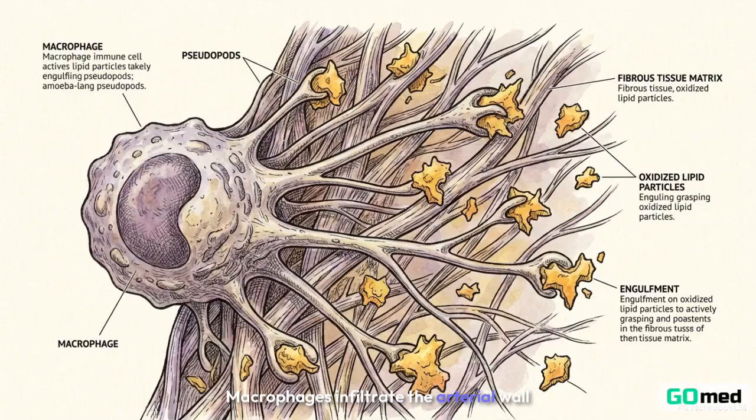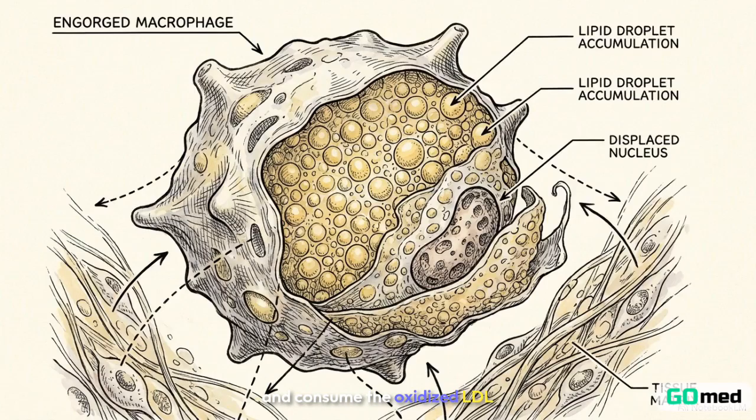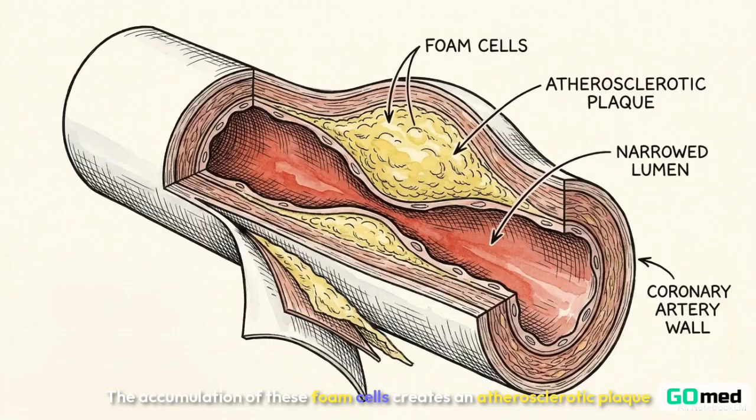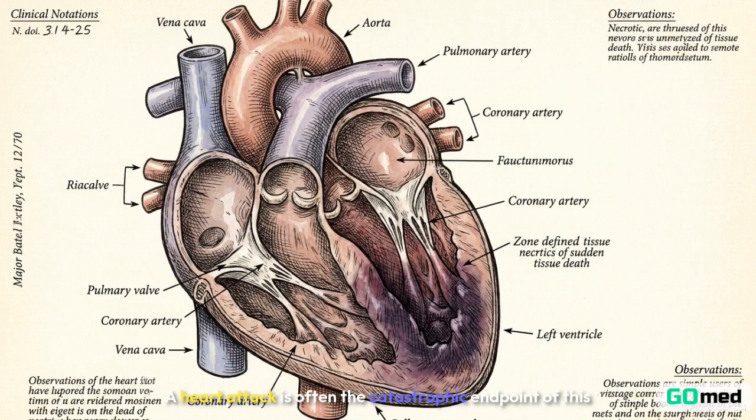Macrophages infiltrate the arterial wall and consume the oxidized LDL until they are engorged, transforming into lipid-laden foam cells. The accumulation of these foam cells creates an atherosclerotic plaque that physically narrows the artery. A heart attack is often the catastrophic endpoint of this decades-long biochemical failure, occurring at the microscopic level.